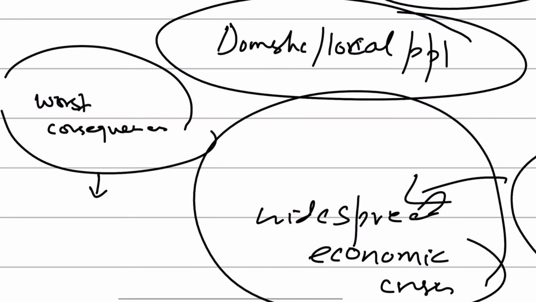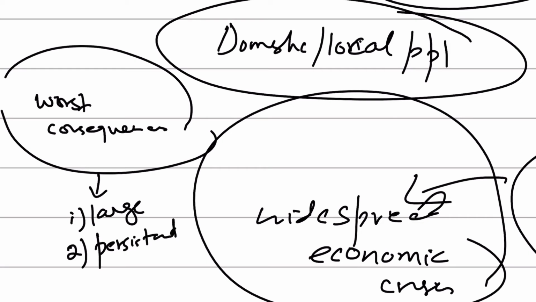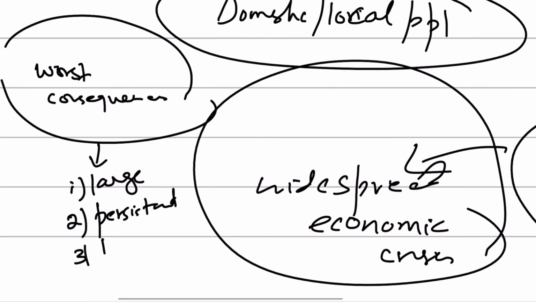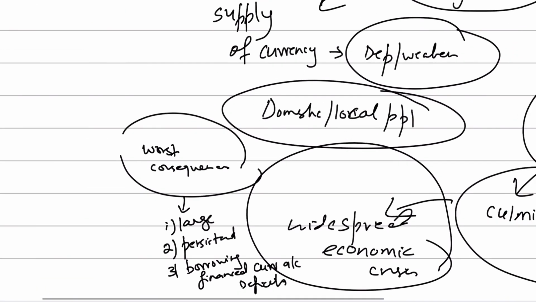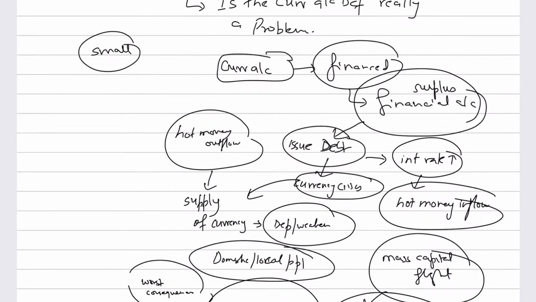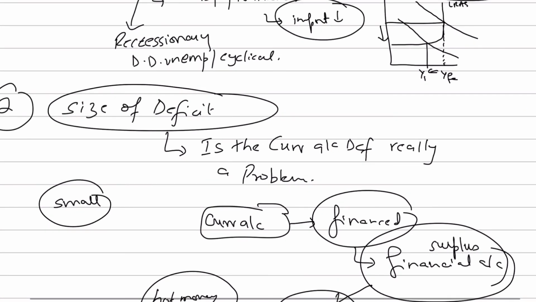The worst consequences of, number one, the large, very good words to use in evaluations. Number one, it's the worst consequence of large, persistent deficits, plus large, persistent, borrowing financed current account deficit. So perfect. So this is the problem. This is what a current account deficit may lead into. Large deficits may lead into currency crisis.